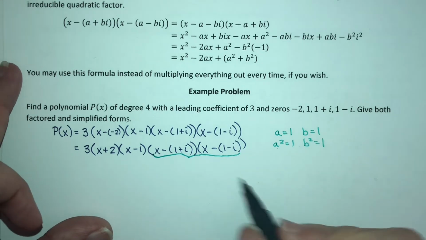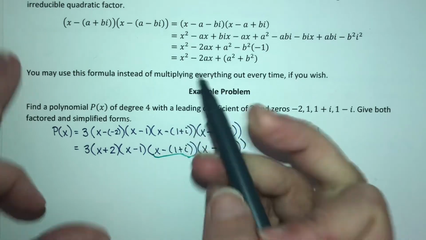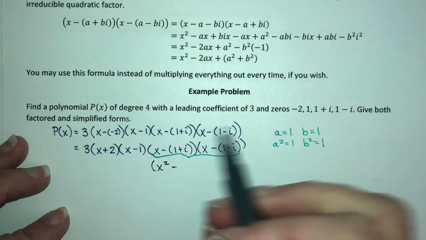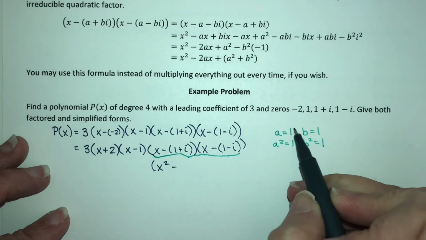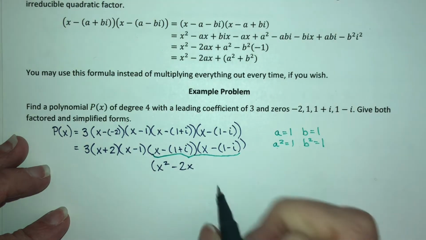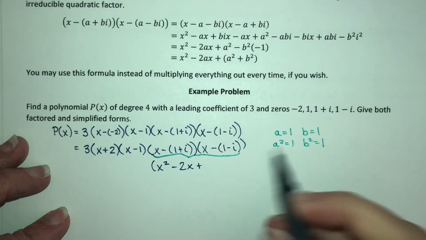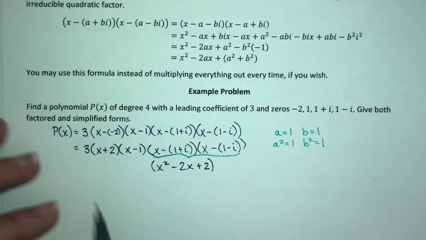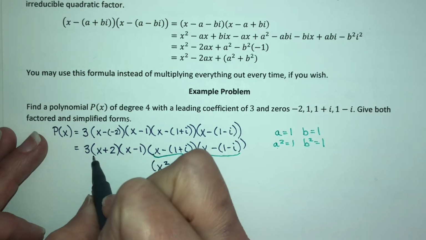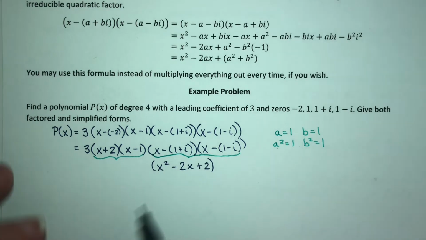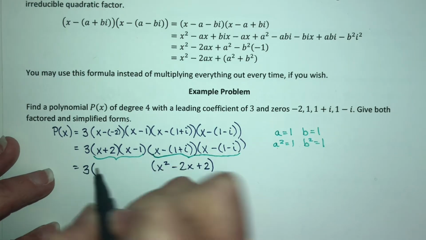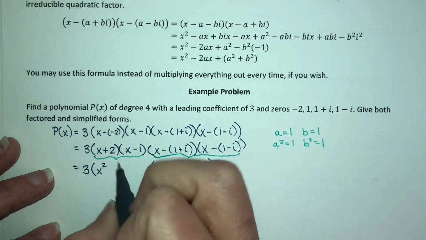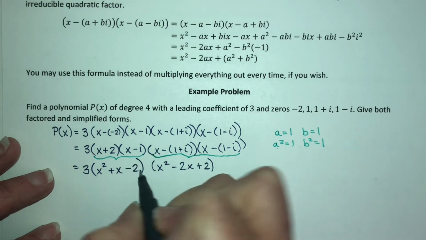Okay, so now if I'm multiplying these together and I'm just doing this part, that becomes x squared minus 2 times a times x, so 2 times 1 is 2x, plus a squared plus b squared, which is 2. Okay, so now let's go ahead and multiply these two together since they want us to multiply it all. And I'll get x squared plus 2x minus x, so that's plus x minus 2.